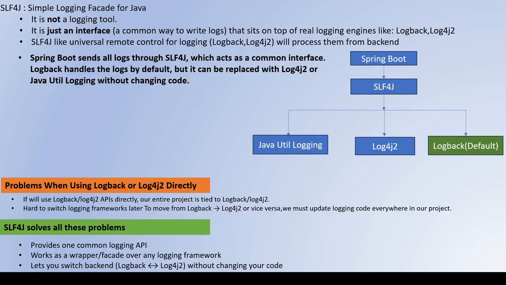Java Util Logging is used only for small or legacy applications, rarely in modern Spring Boot projects. Commons Logging is used heavily in older Spring versions. Log4j2 and Logback are commonly used in Spring Boot applications, and in Spring Boot, the default logging framework is Logback.